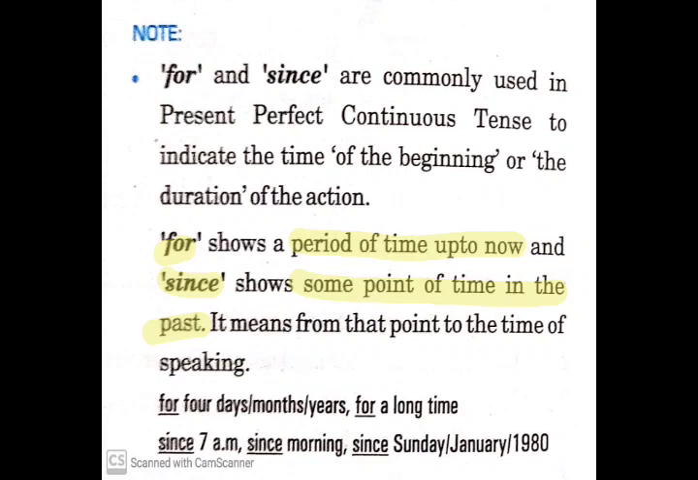For example, 4 days, 4 months, 4 years. So it is a period of time, a duration, okay? Whereas since points to a specific time: since 7 a.m., since morning, since Sunday, okay? So for is for duration and since is for a specific point of time.